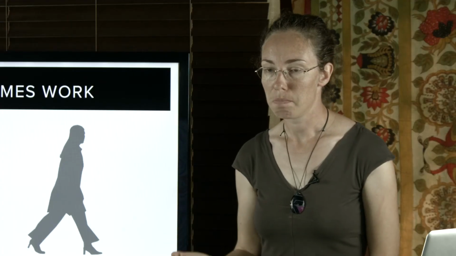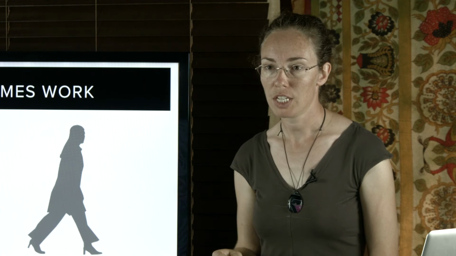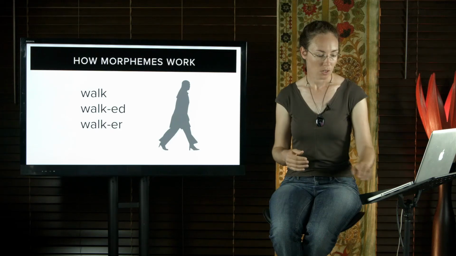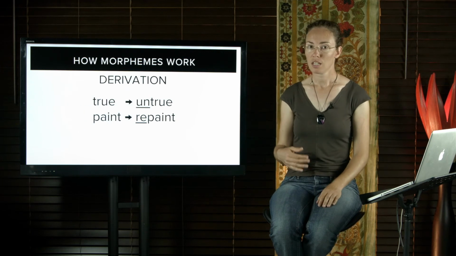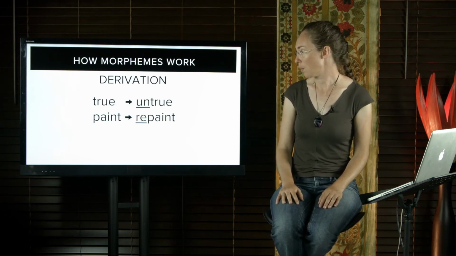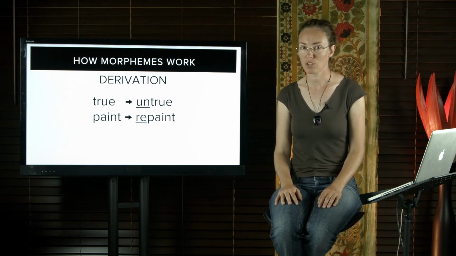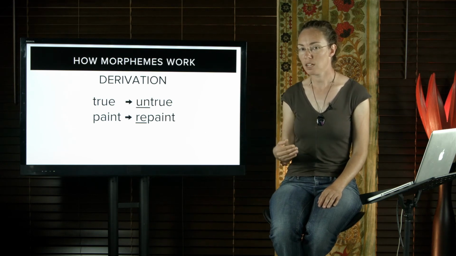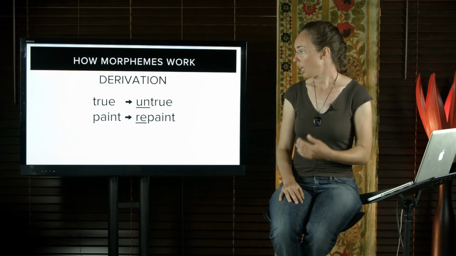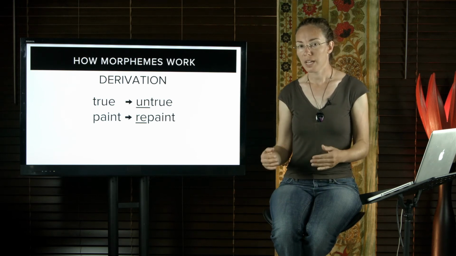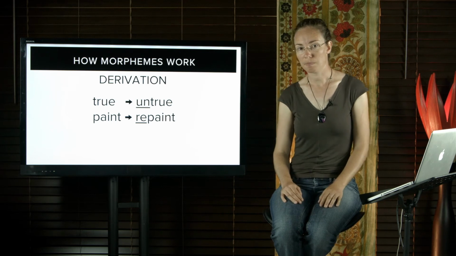Derivation changes the meaning of words. Derivational morphemes create a new word with a new meaning. So in the examples here, the derivational morphemes un and re are added. So we have true becoming untrue and paint becoming repaint. Now notice that in both of these cases, the meaning of the word changes. Untrue means the opposite of true, and repaint means to paint, but specifically to do it again.